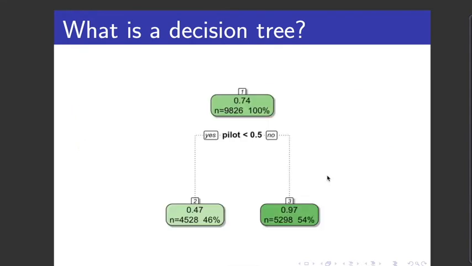And here we have the diagram a little bit more neatly. Let's talk about some of the contents of this diagram. At the top, we have some information about the data before it's split. So the 100% means we're talking about 100% of the data. N equals 9,826 is the number of examples which had been categorized by the experts. And the 0.74 over there means that 74% of all accidents are due to pilot error. We make our decision based on pilot. On this side, pilot is in the description.